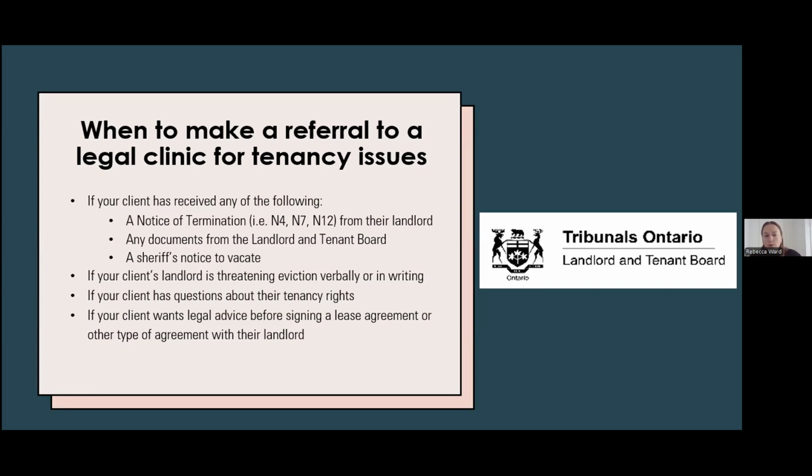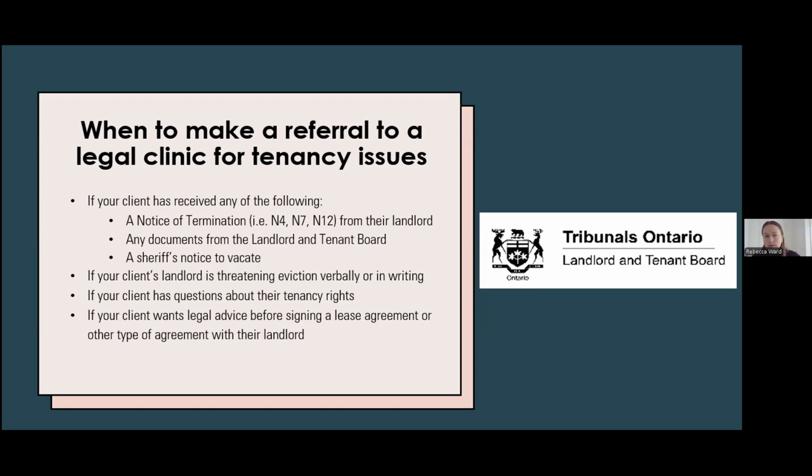Lots of times, though, landlords aren't going to serve tenants with the proper legal notice. They might start for a while with verbal threats to evict or informal written threats to evict. And that can be really unsettling, of course, for any tenant. And so if you have a client who's coming in and they're showing you text messages from their landlord, or they've got some email from their landlord saying that they need to be out by a certain date, but they don't really know why, I would say tell them to get legal advice.